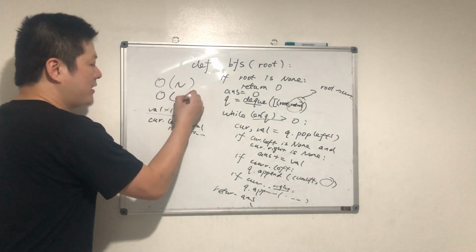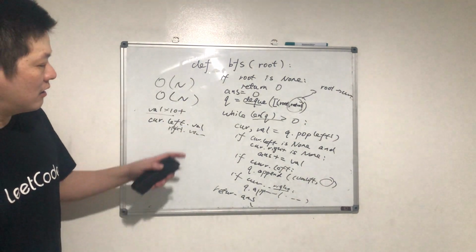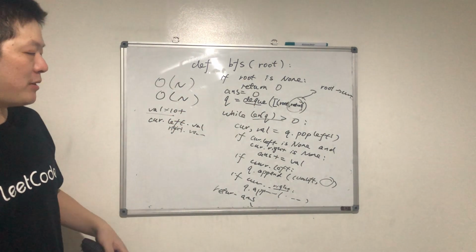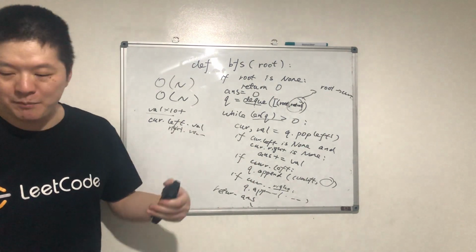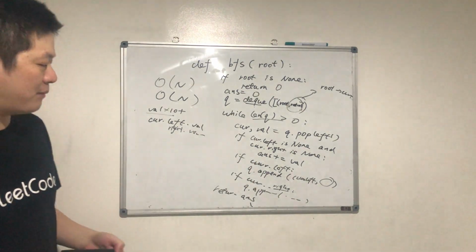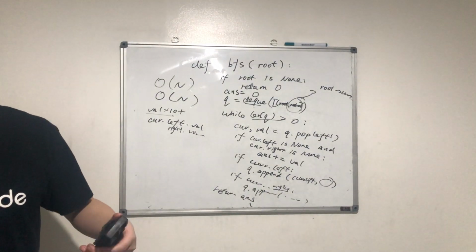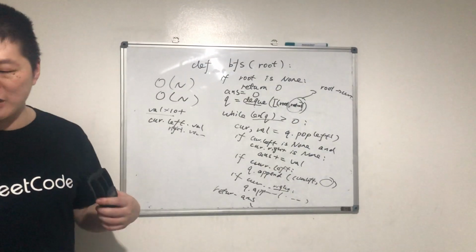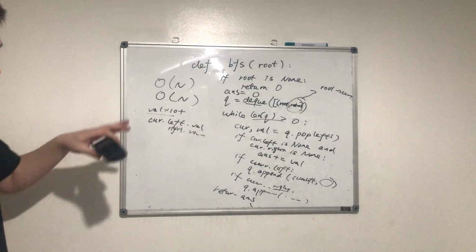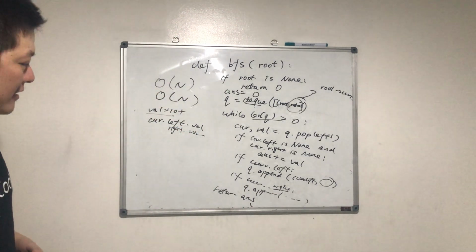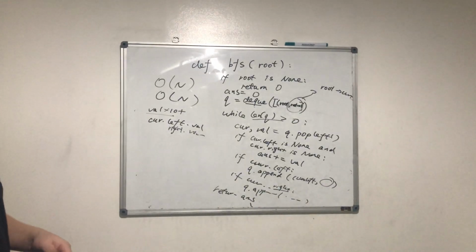O(n). Why n? Because we're using a deque, because we're using additional space to keep the nodes. We are enqueuing. Enqueue means push something into the queue. Dequeuing means take something out of the queue, okay? Enqueue and dequeue are different operations. That's very good.